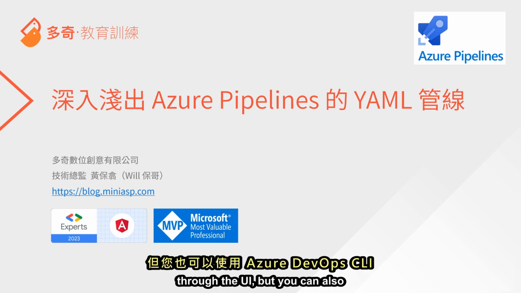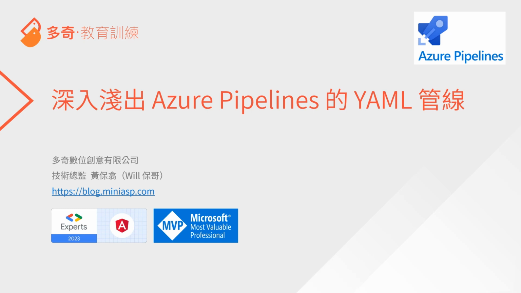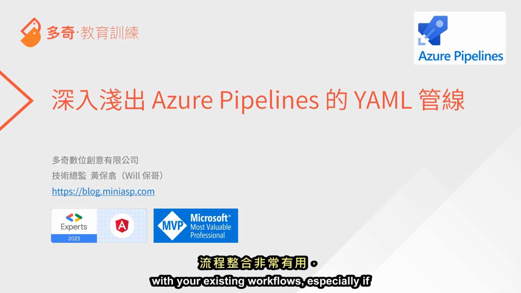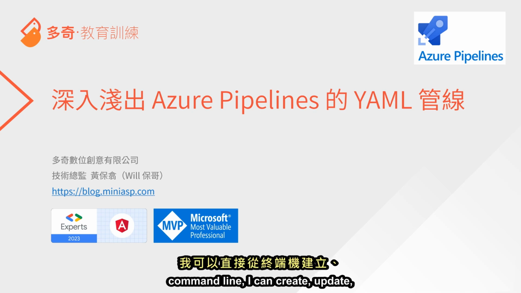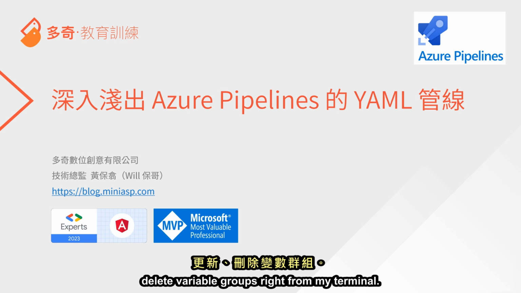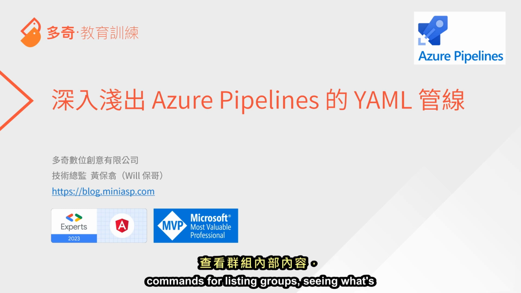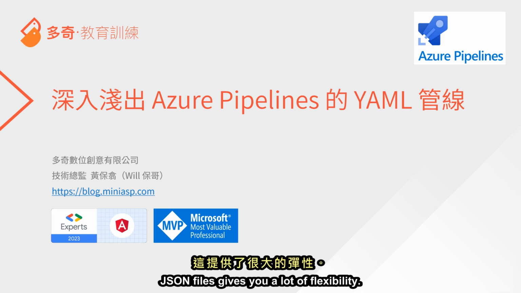You can manage them through the UI, but you can also manage them programmatically using the Azure DevOps CLI. That's great for automation and integrating with your existing workflows, especially if you're dealing with a lot of pipelines. So if I'm comfortable with the command line, I can create, update, delete variable groups right from my terminal. You got it. The CLI has commands for listing groups, seeing what's inside them, even exporting them to JSON files. Gives you a lot of flexibility.